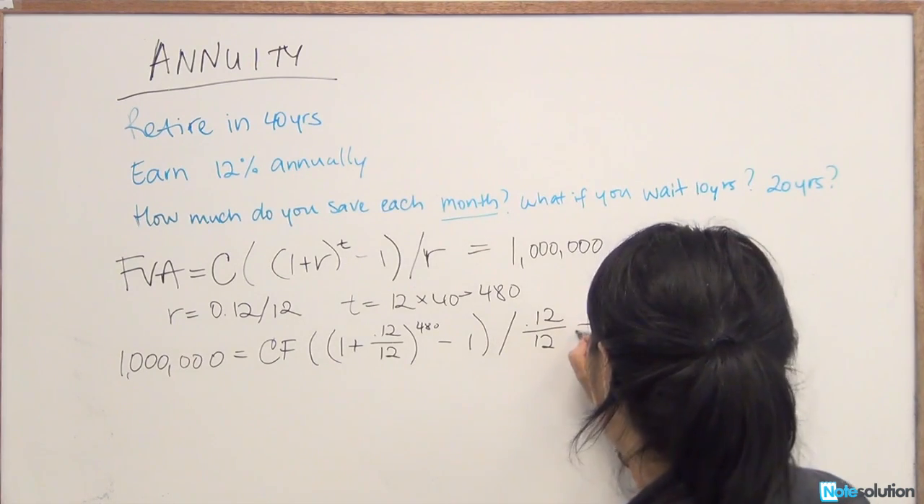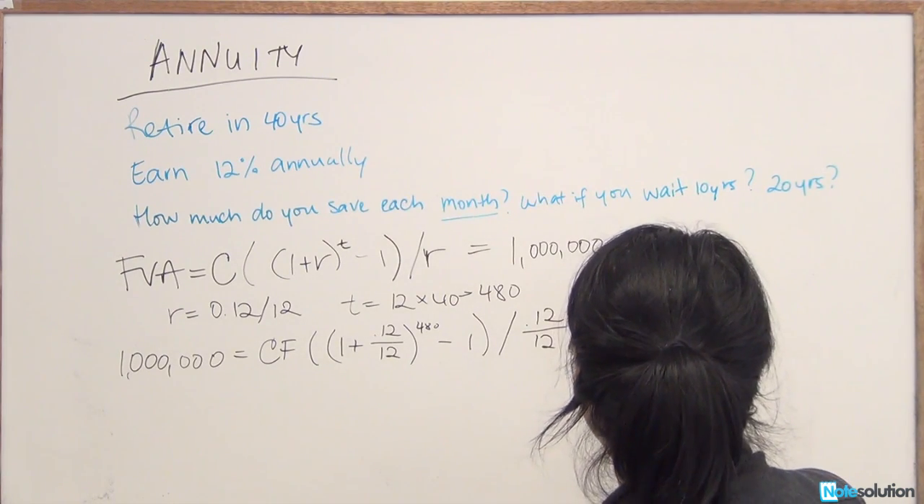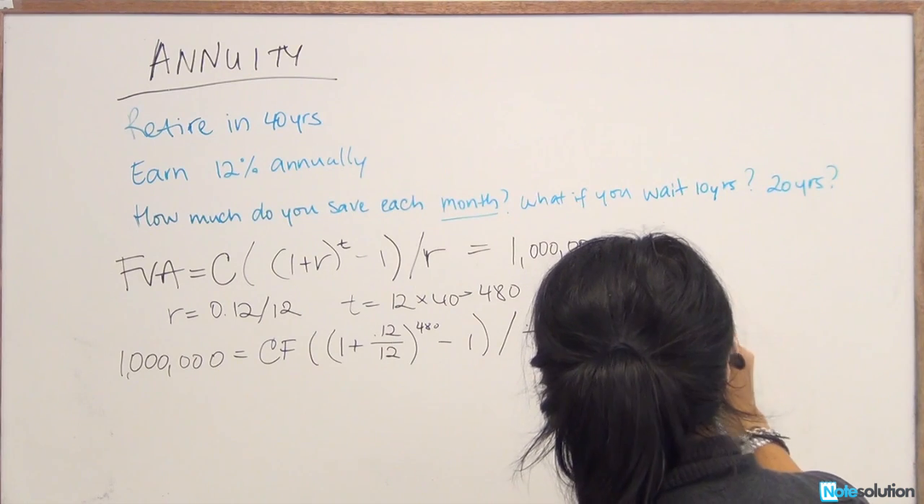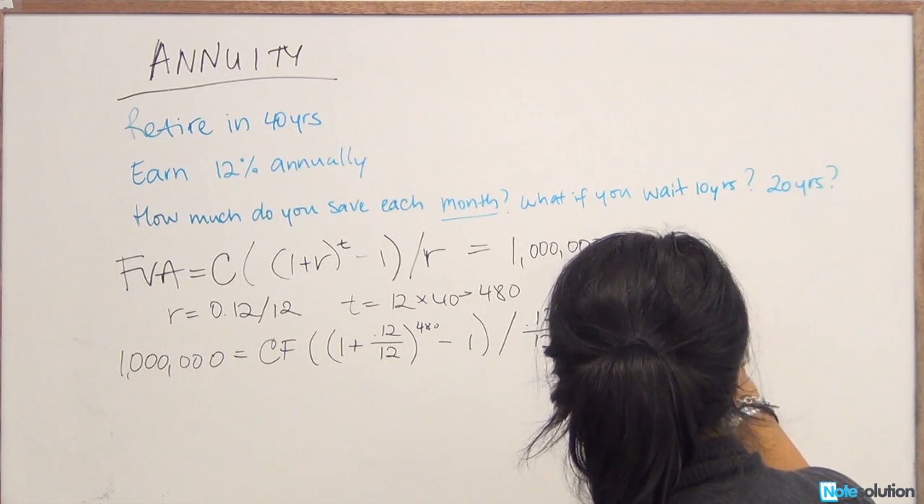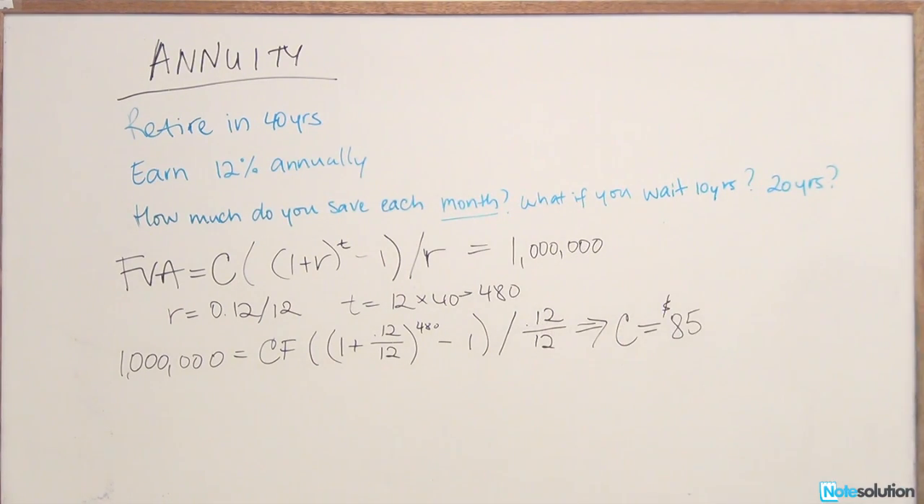And once you solve this equation, you know that your cash flow is equal to $85. So if you were to invest for 40 years at 12% annually, you'd have to save $85 each month to reach $1 million once you retire.